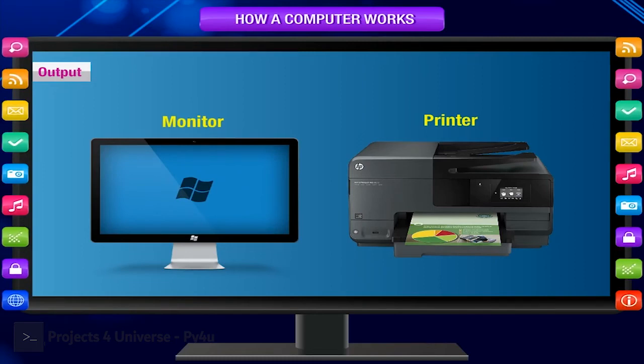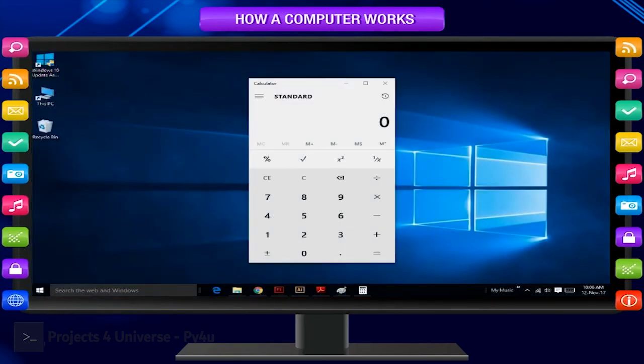For example, if we want to add 3 numbers, we do the following. We input 3 numbers, say 3, 4 and 8. Give instruction to add them up. For example, type 3 plus 4 plus 8. The process takes place in the CPU, that is, adding of 3, 4 and 8. The result is displayed on the monitor or the VDU. This is known as output, that is 15.